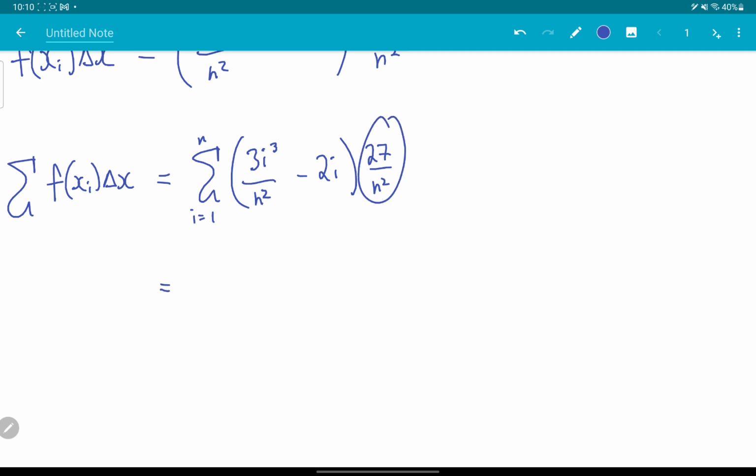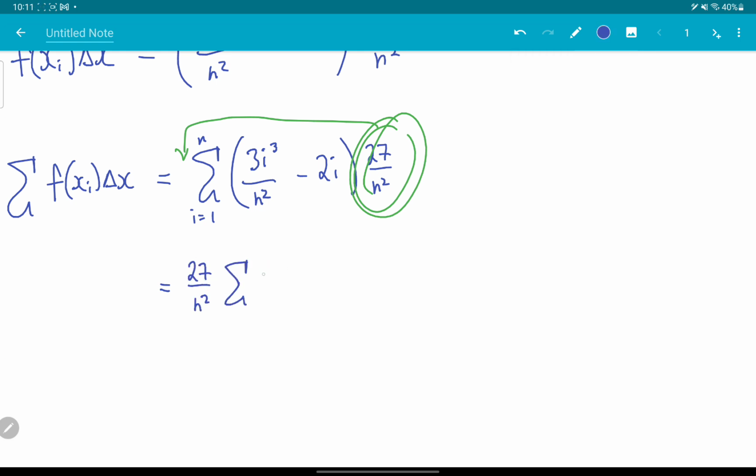So this 27 over n squared, that can move all the way out front. I can bring it out of the sum because this guy does not depend on my index i here in any way. So I can move that out. And then I get 3i cubed over n squared minus 2i.